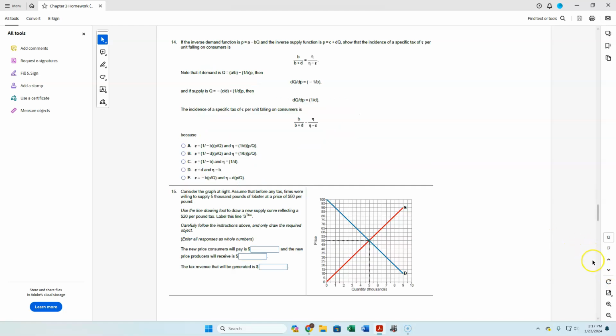Okay. Now, we actually do see here in number 14 an application of why we calculate inverse demand curves, and we do that largely when we're faced with taxes. It makes solving things a little bit easier.